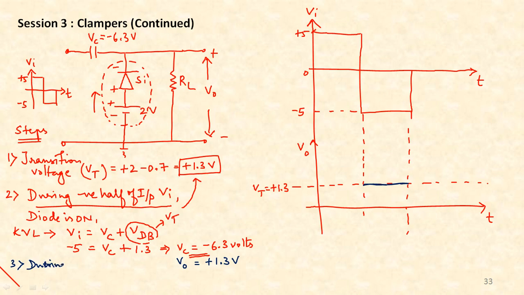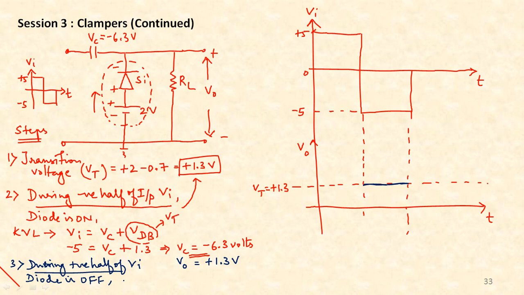Okay, during the positive half of Vi, the diode is off. Let me write it very clearly that the diode is off. So when the diode is off, you will have to remove that section out of the network. What remains is just the load resistor, which is in parallel.